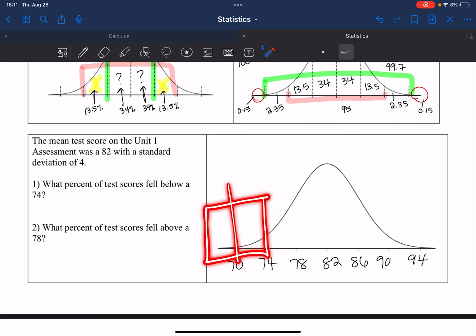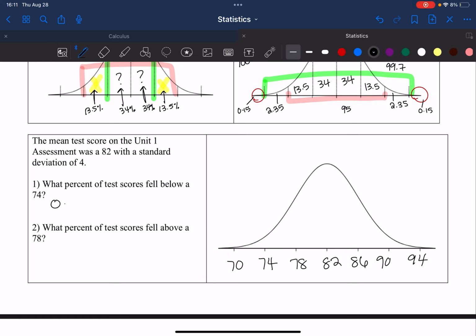Well, we know that that broke apart into two percentages. That was 0.15% and 2.35%. So if I add these together, 0.15 plus 2.35, I get 2.5%. So the test scores that were below 74 were about 2.5% of the data.